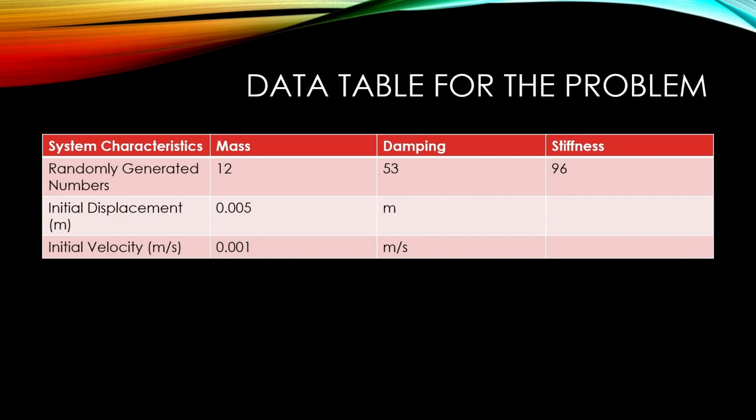Here's the data table for the problem. So for this problem, our mass, m, has a value of 12. Our damping coefficient, which is c, has a value of 53. And our stiffness, k, has a value of 96. We also have an initial displacement of 0.005 and an initial velocity of 0.001.